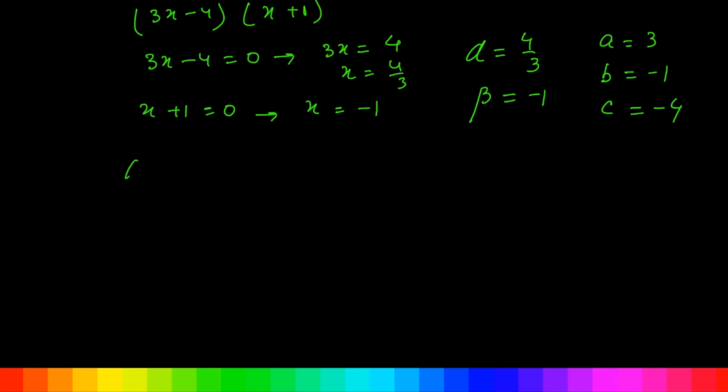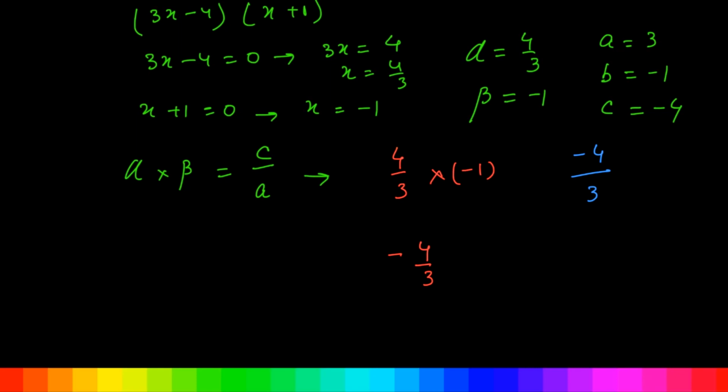Product of zeros, that is alpha multiplied by beta, is equal to c over a. If we put the values, alpha is 4 by 3 multiplied by minus 1, c is minus 4, a is 3. On simplification, we get minus 4 by 3 on the left hand side and similarly minus 4 by 3 on the right hand side. So the relationship between the product of zeros and the coefficients is verified.